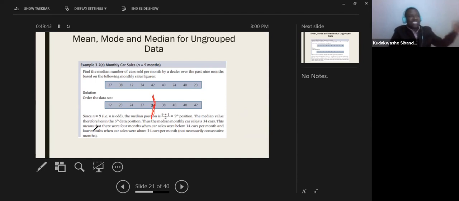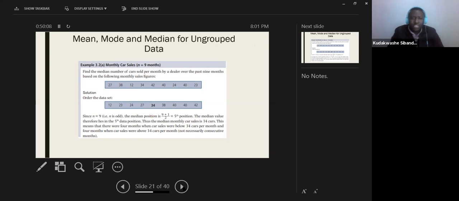For the mean, we just said roughly each student got 66.86. Now, when you are dealing with the median, you are saying there are 4 months where the car sales were below 34 cars per month, and then there are 4 months when the car sales were above 34 cars per month.